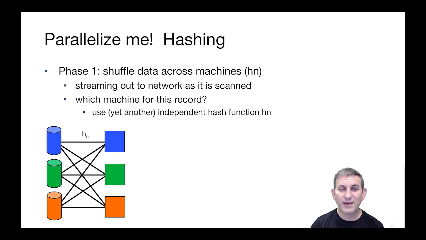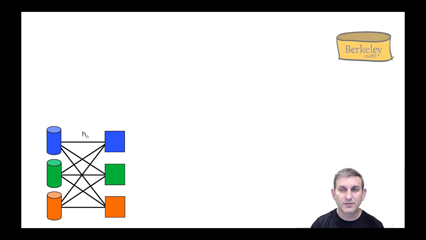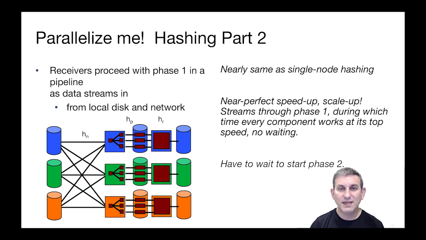We put an additional phase out front of phase one where we shuffle data across machines using a hash function hn modulo the number of machines. And as data is scanned, it streams out to the network and is partitioned through the shuffling function. And so another hash function hn is used to do that. And then we proceed as we did before with our two phases of hashing locally on each machine, right? And this is almost exactly the same as single node hashing, so that's great. The only addition was this partitioning phase that shuffles.